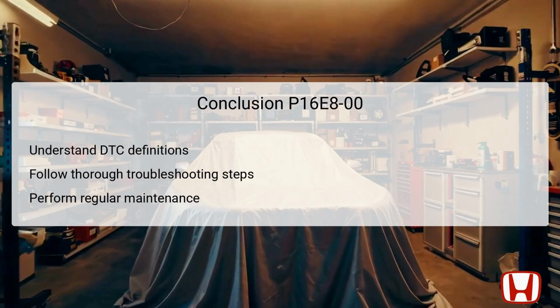In conclusion, understanding the DTC P16E8-00 is crucial for accurate diagnosis and repair of issues related to the shutter grille's communication with the PCM in the Honda CR-V 2023 model and onwards. Following a structured, thorough troubleshooting process ensures that all potential causes are investigated systematically, avoiding unnecessary parts replacement. Regular maintenance is equally important. By routinely inspecting connections and components, vehicle owners can prevent future issues from arising.